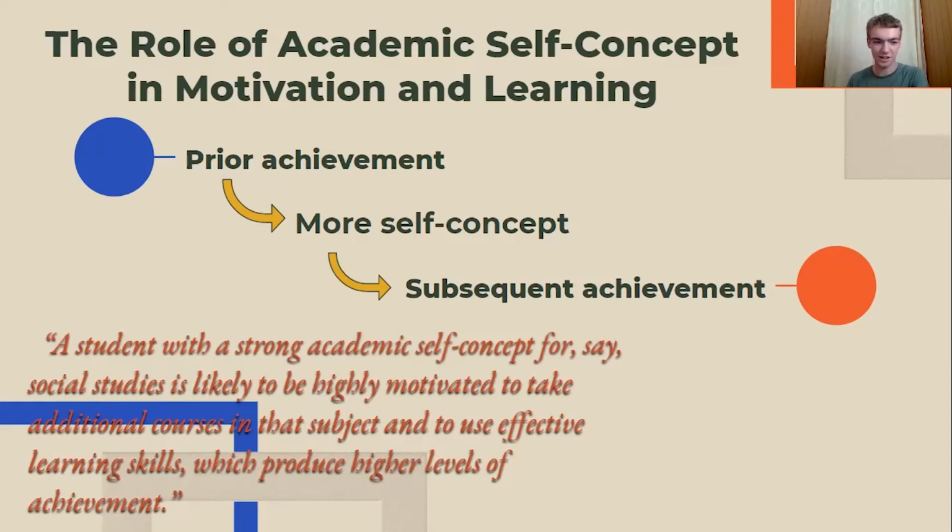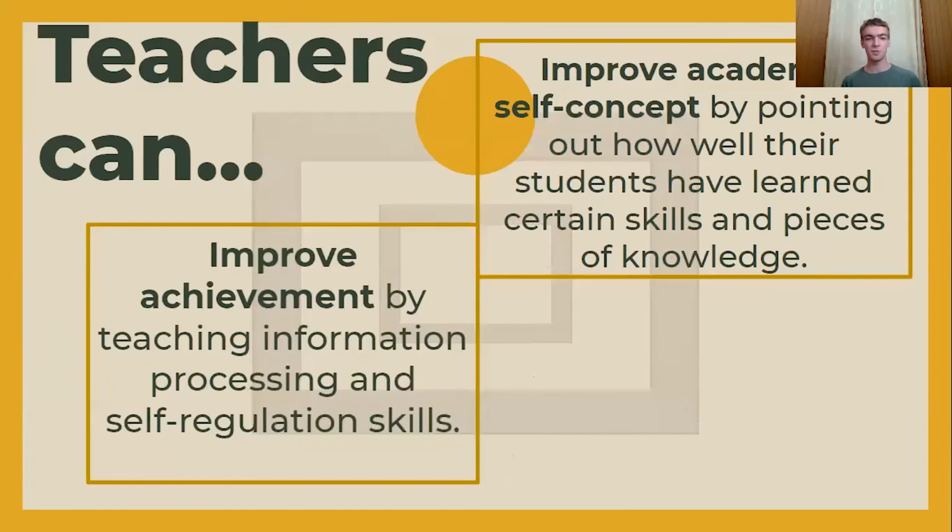And there's another example from the textbook down at the corner of this slide if you want to pause and look at that one. So teachers can improve academic self-concept by pointing out how well their students are doing and how well they've learned certain skills or pieces of knowledge. And they can improve achievement by teaching information processing and self-regulation skills.